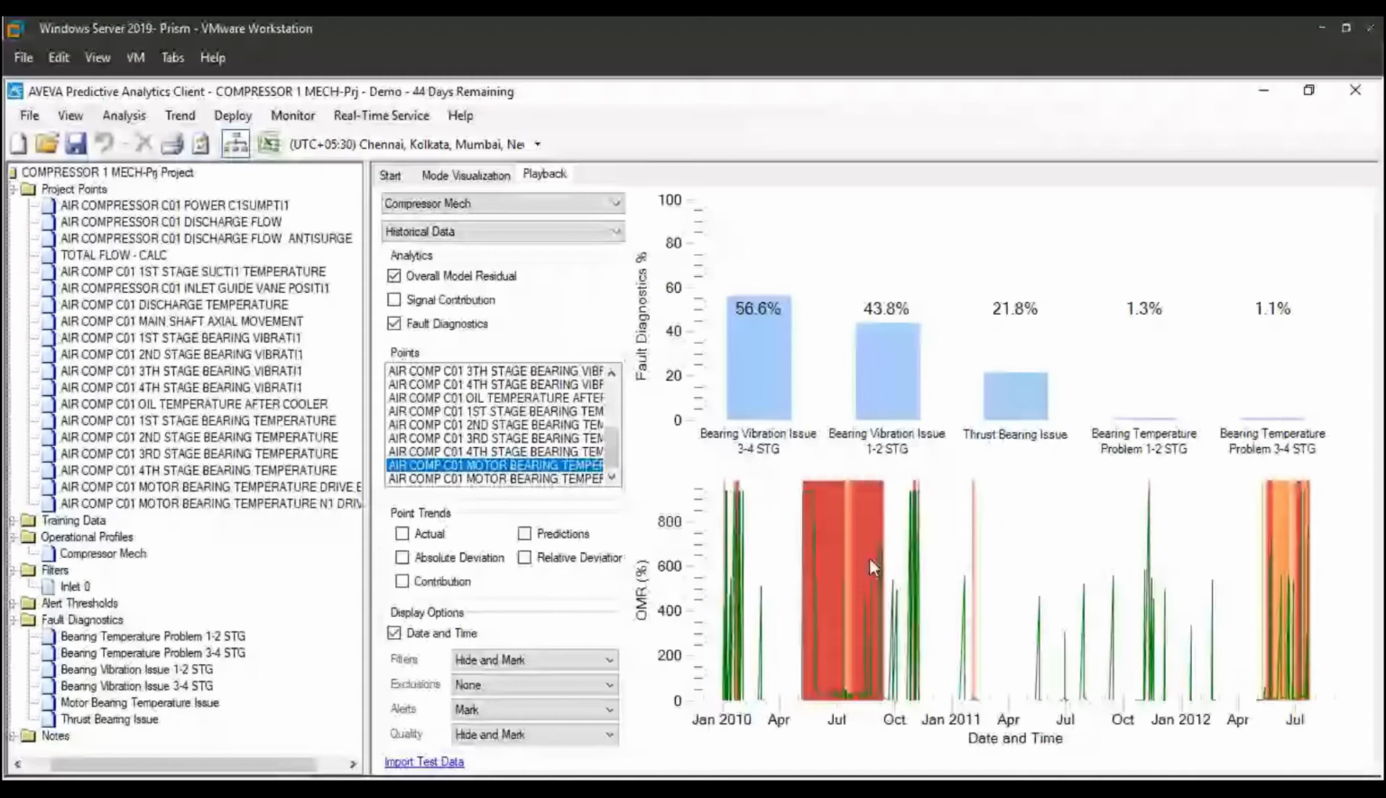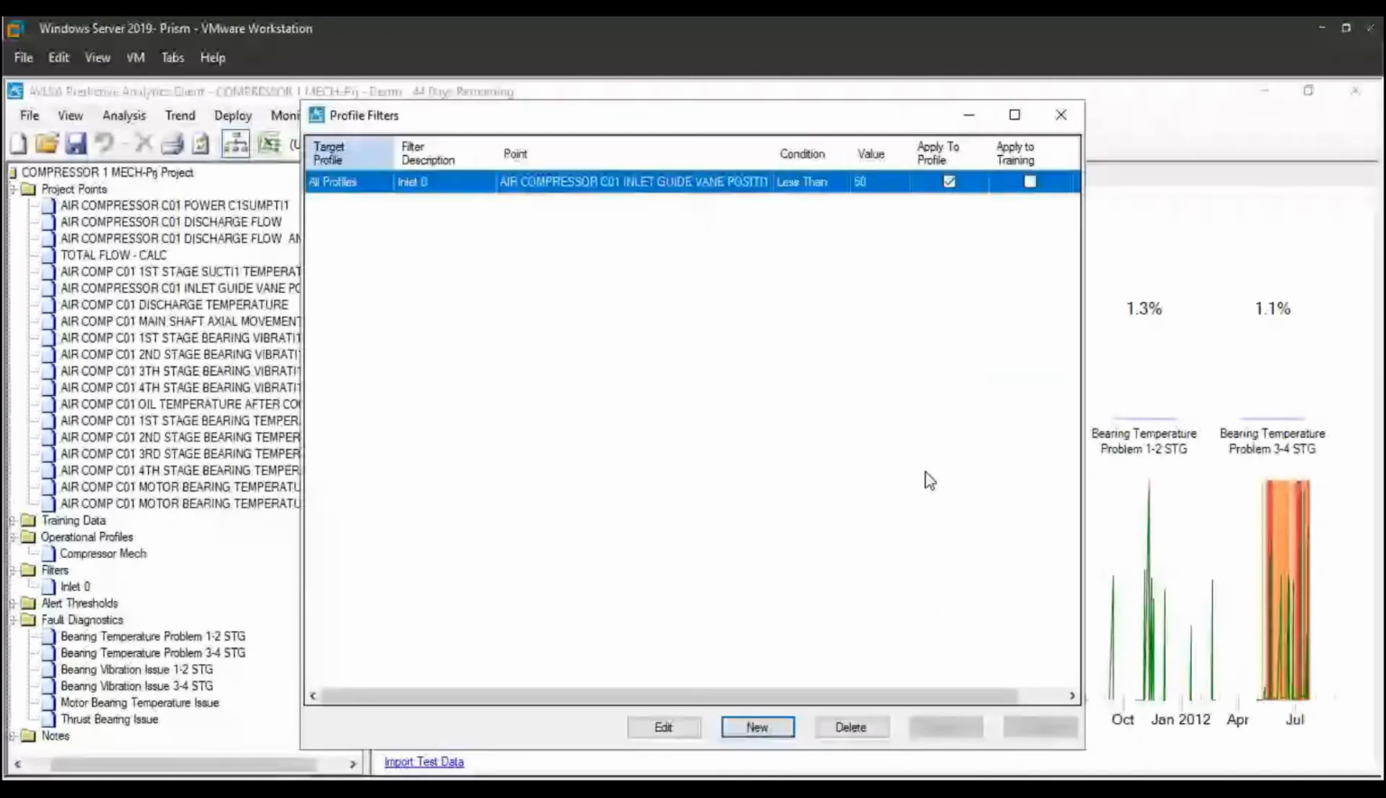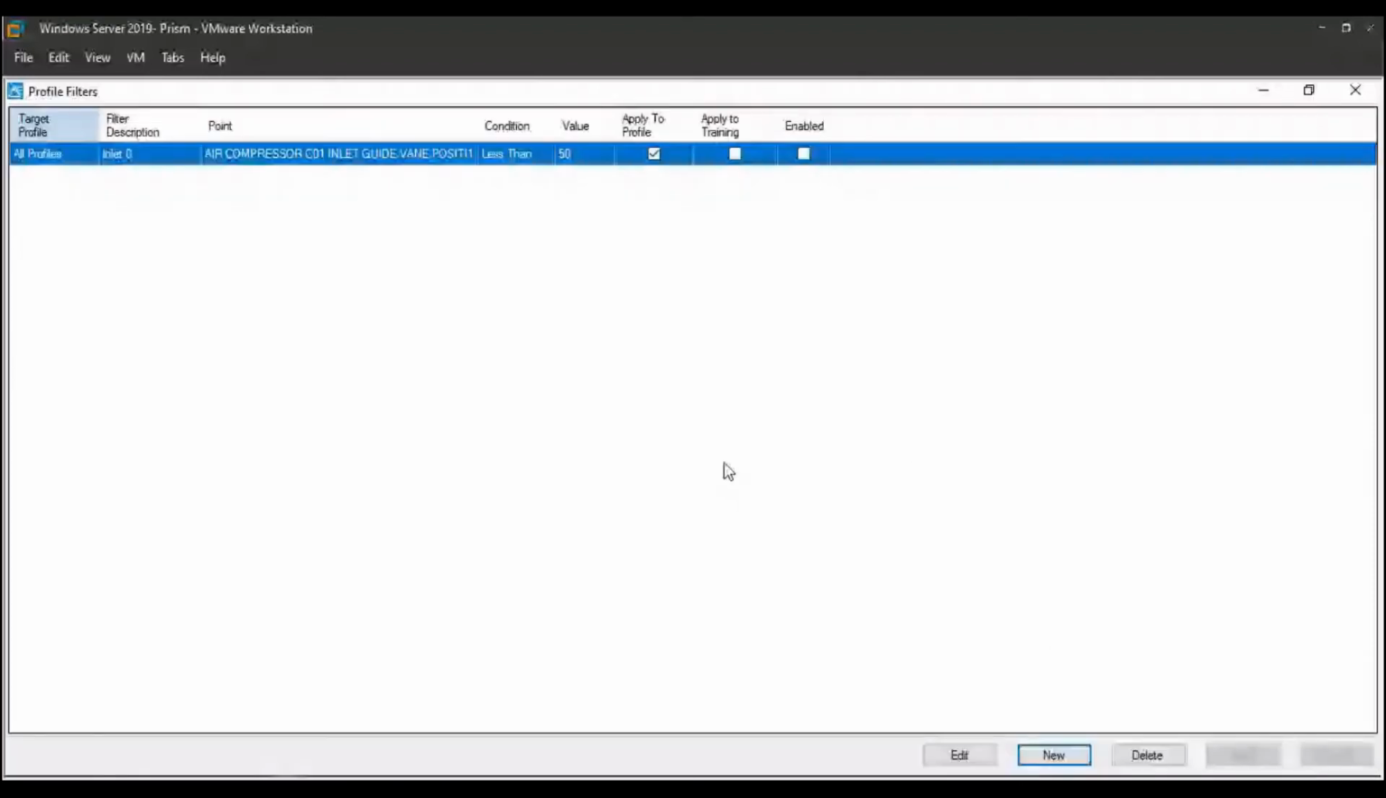Okay, one of the questions is, do we filter the shutdown and normal condition data before creating the operational profile? Yes, sir, we do. So we can create filters. For example, here we have already created a filter in which I've told it that if the inlet to the compressor itself is less than 50, the analysis will stop happening. And this is just one example of the filters, but the filters can be applied either directly to the training data set itself or to the running state of the equipment, or both of them.